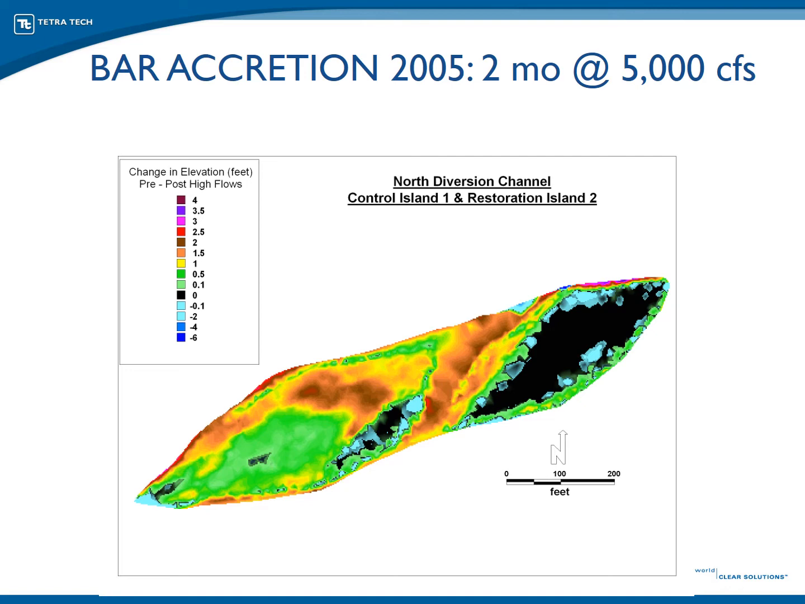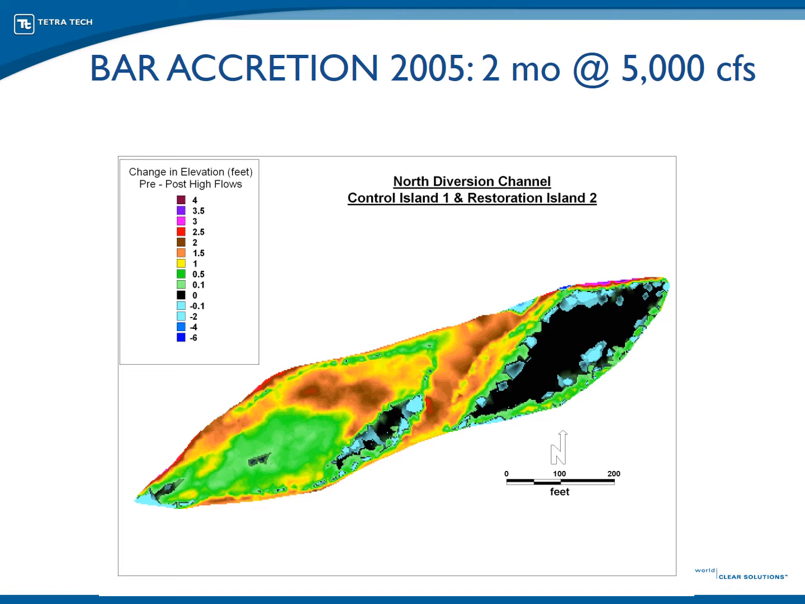Now, let's just flip a little bit and talk about vegetation and flows and management. Bottom line is this. In 2005, we had a period where flows in Albuquerque exceeded 5,000 CFS for 2 months. Fortunately for ISC, we had a number of islands surveyed before the event, and we resurveyed them afterwards.